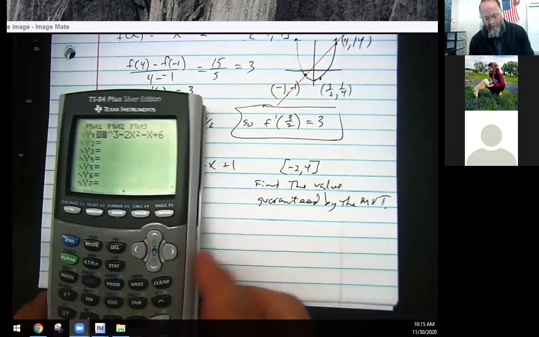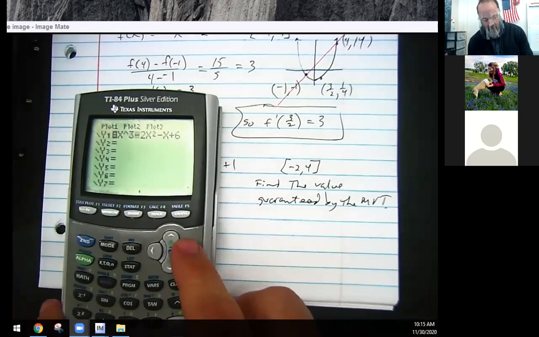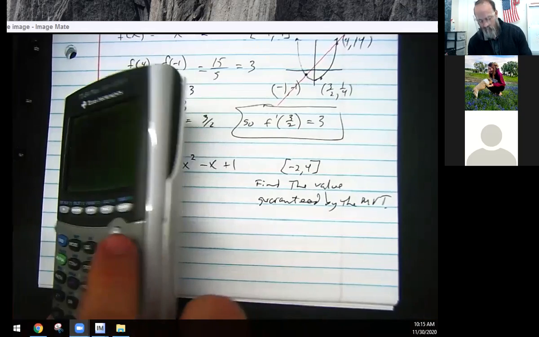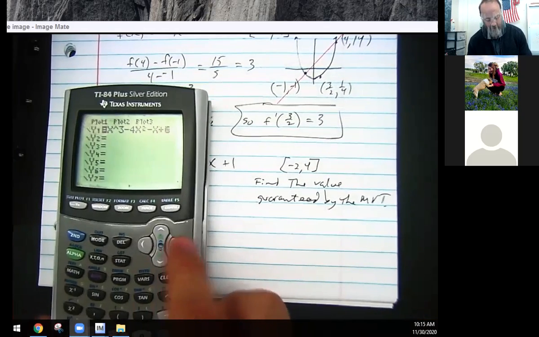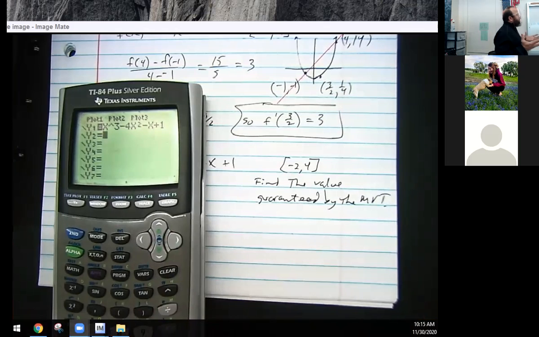I started that first problem in a nice place, but I wanted to show us one where it might not be so nice, but we can get our answers pretty quickly. So the first thing I want to do is find the value that is guaranteed by the mean value theorem. So how am I going to figure that out?